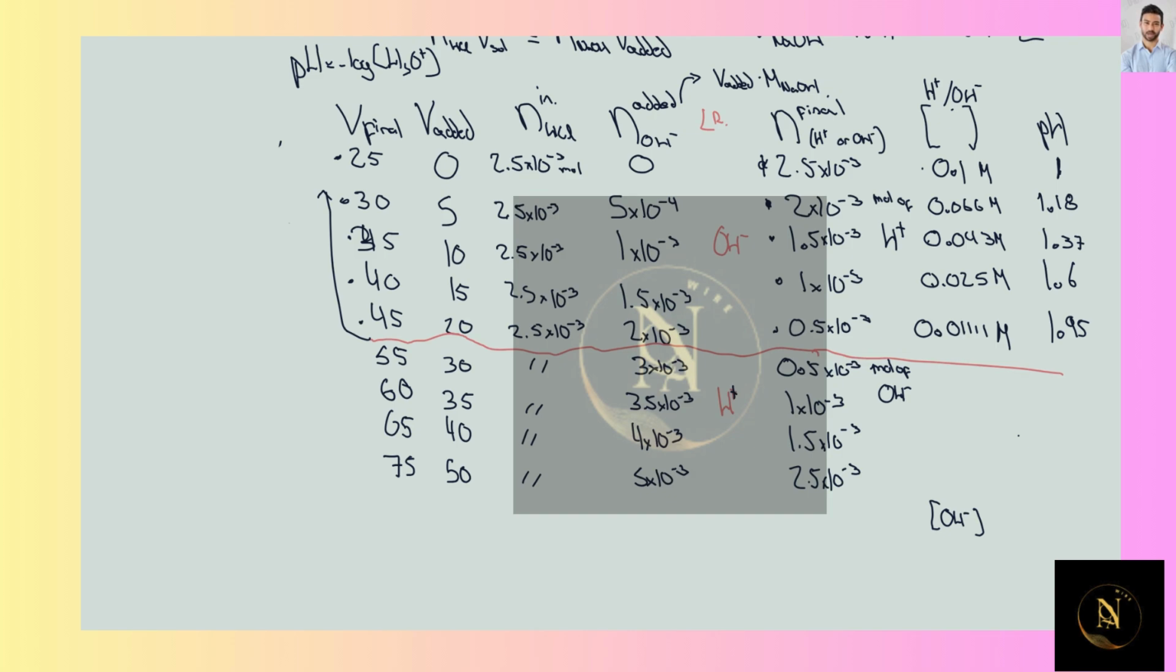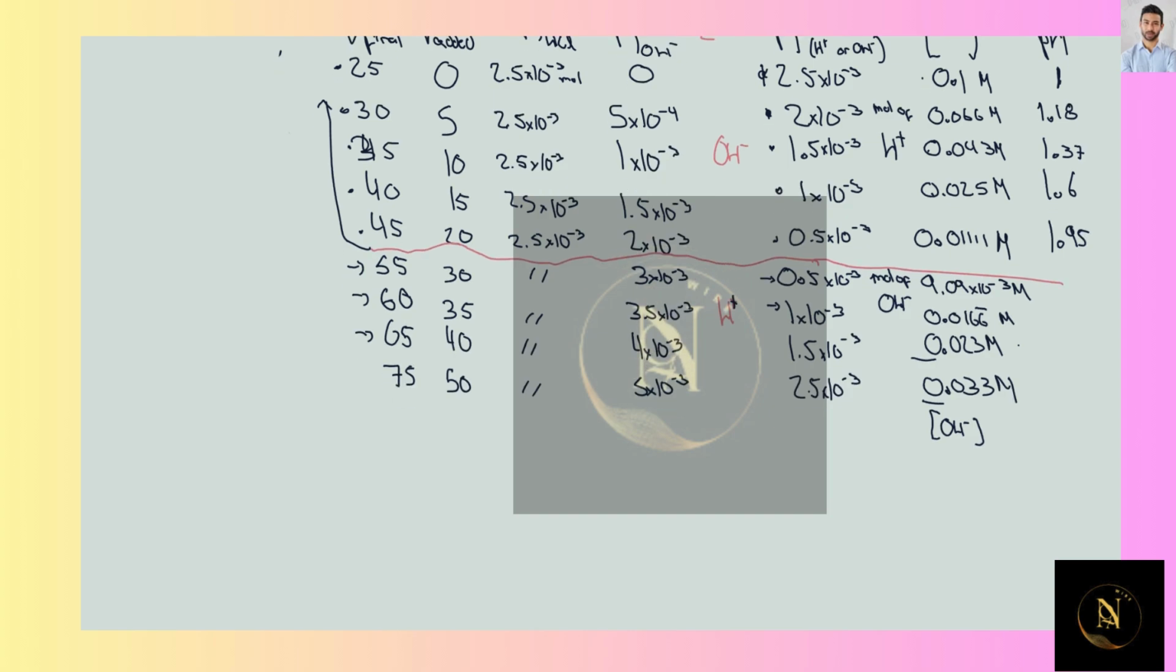Okay, and the concentration of OH minus is going to look exactly the same as doing the calculation. So I simply need to divide the amount of mole by the total volume at that point. So the results are going to look like this: 9.09 times 10 to the minus 3, 0.0166 periodic, 0.023, and 0.033. Now, this is concentration of OH minus.